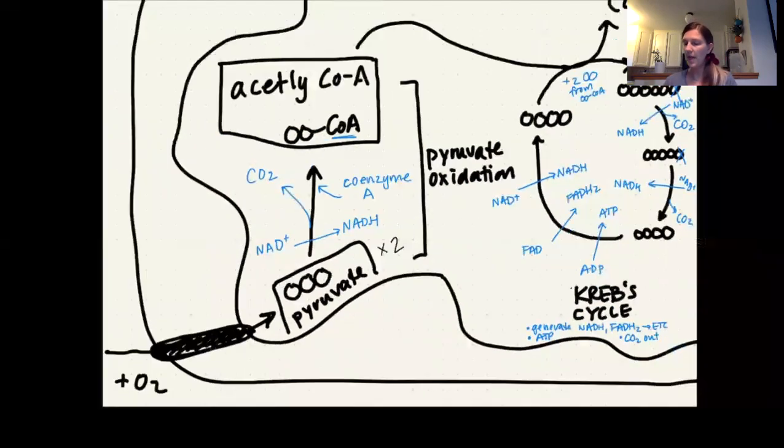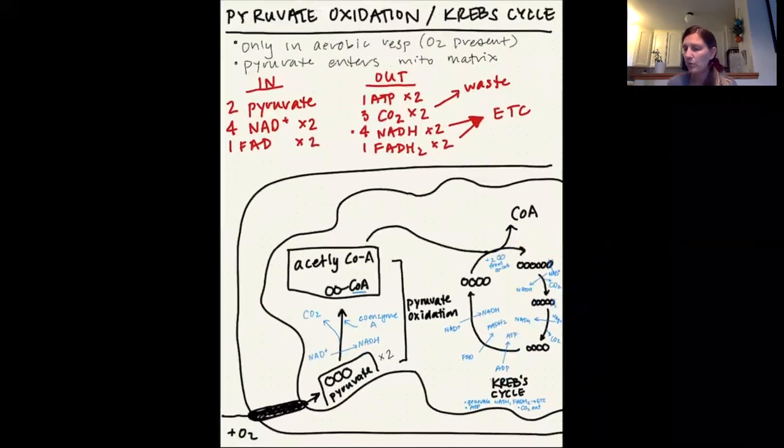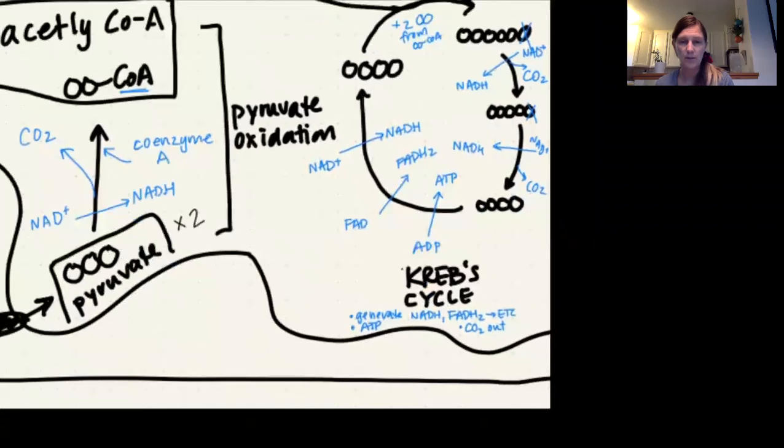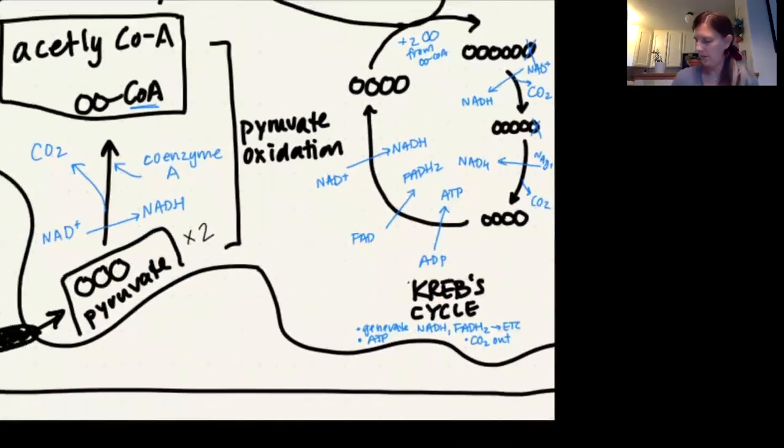All right, so that is pyruvate oxidation and the Krebs cycle. So pyruvate oxidation, where we're oxidizing pyruvate to give you this acetyl-CoA. Krebs cycle, acetyl-CoA comes in, and you are going through this cycle of oxidizing that 6-carbon molecule, and you're going to get carbon dioxide out and NADH and FADH2 out and a little ATP, right?